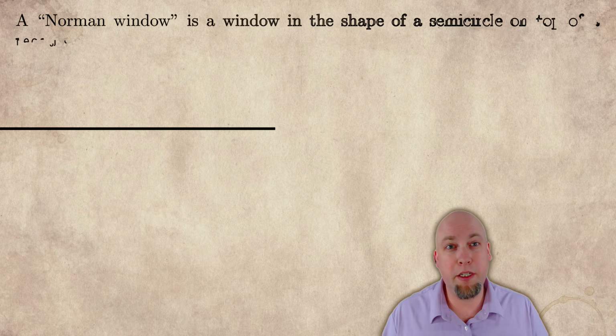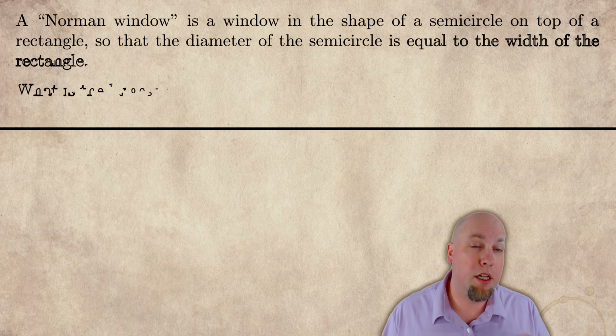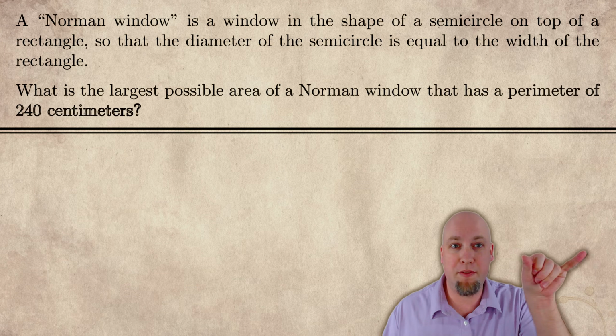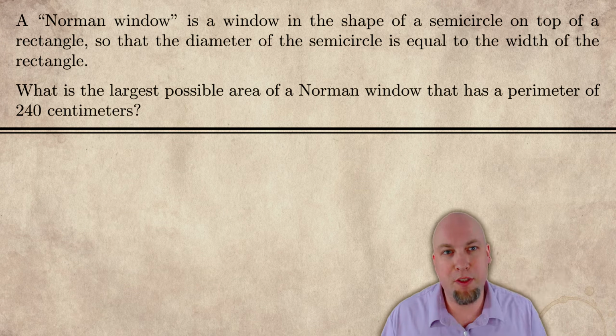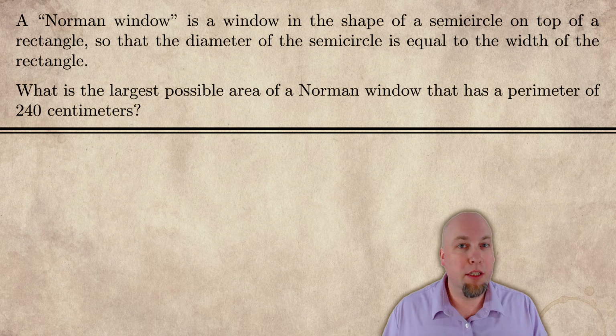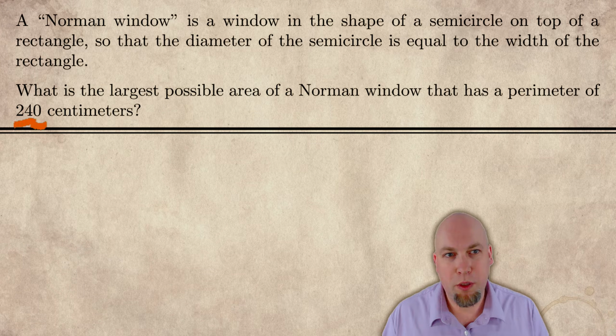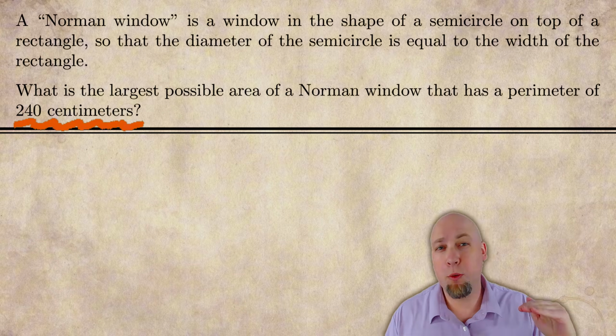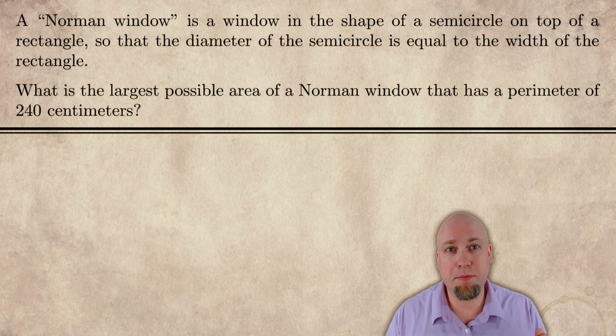Okay, so let's just start by reading the problem. It says that a Norman window is a window made up of a semicircle on top of a rectangle such that the diameter of the semicircle is equal to the width of the rectangle that's below it. And then what we're tasked with doing is finding the largest possible area of a Norman window that has perimeter equal to 240 centimeters.